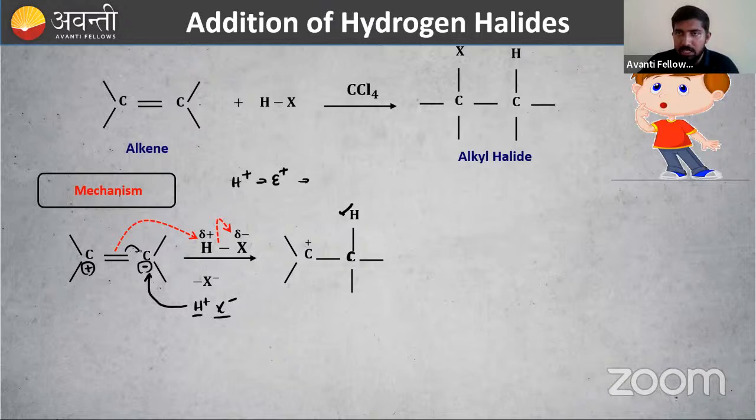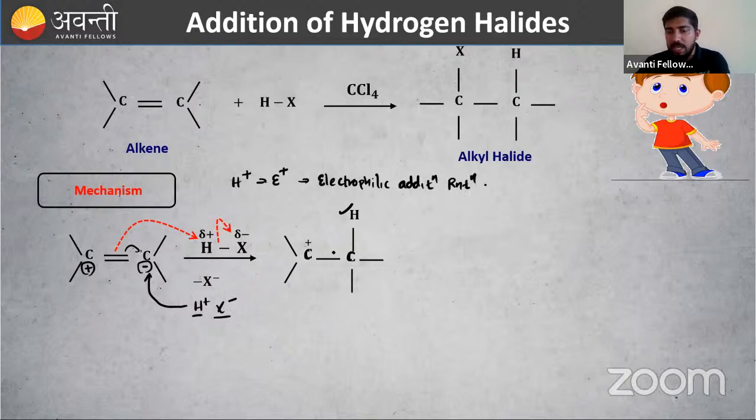Carbon, there is one hydrogen. What about the next carbon? It has a positive charge. So the first step is that the electrophile is getting added, so I can call it an electrophilic addition reaction. Okay. What about the next step?